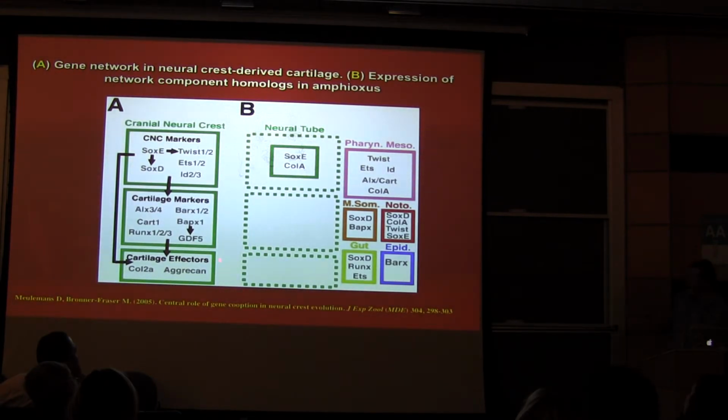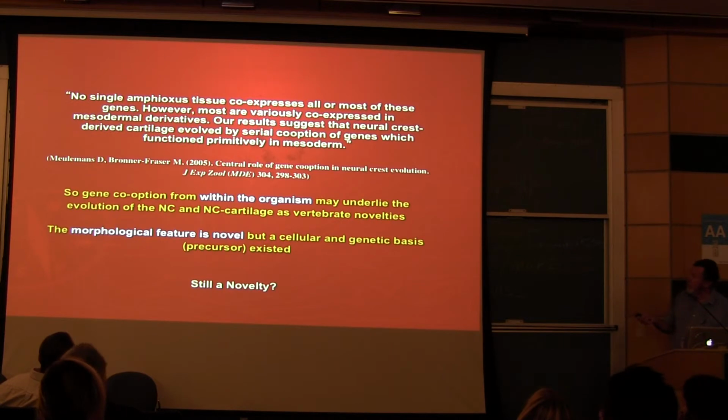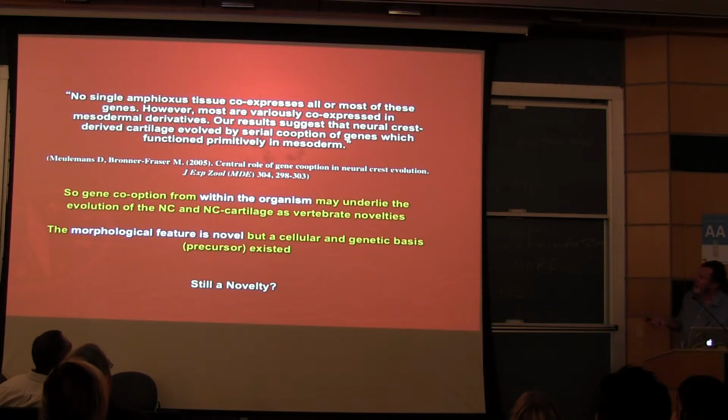And so these are studies from Marion Broder-Fraser. Let me just tell you her conclusion before we go back to this. No single Amphioxus tissue co-expresses all or most of these genes. However, most are variously co-expressed in mesodermal derivatives. So our results suggest that neural crest-derived cartilage evolved by serial co-option of genes which function primitively in the mesoderm.